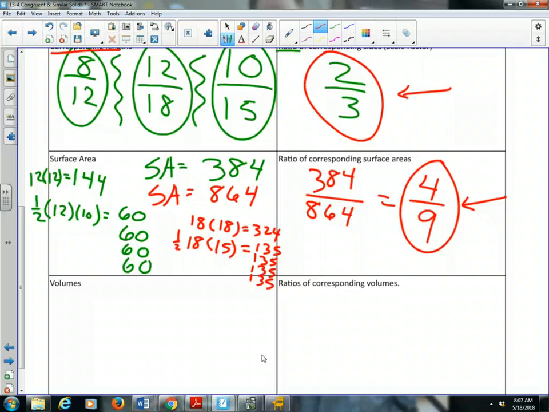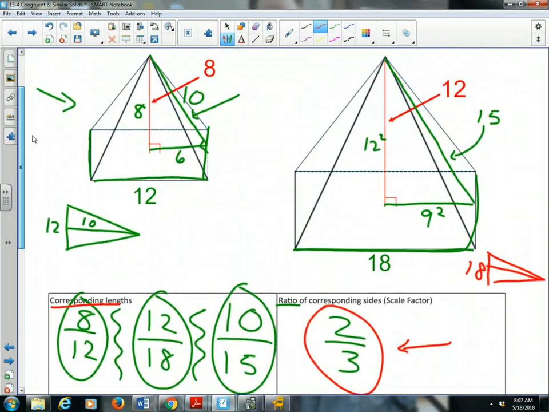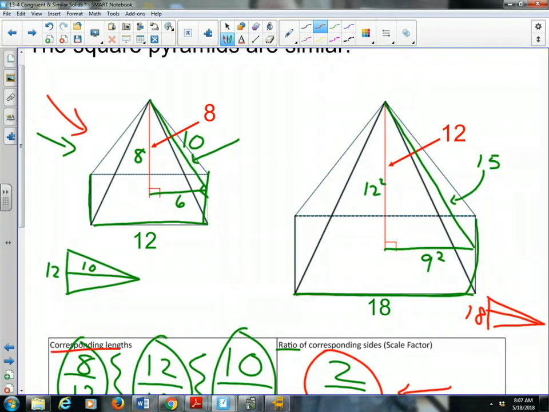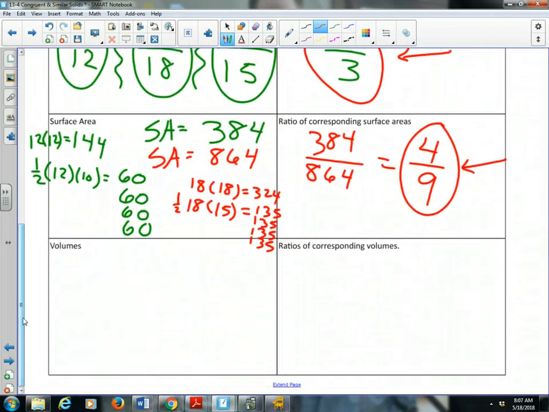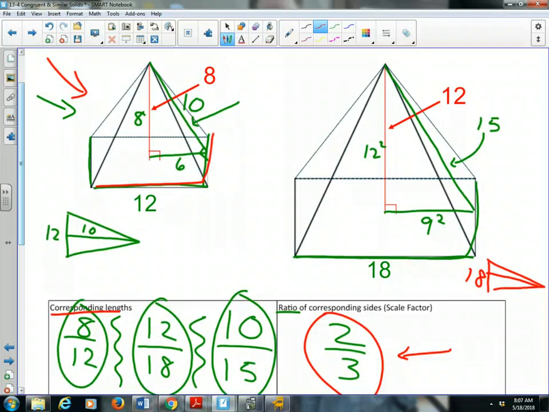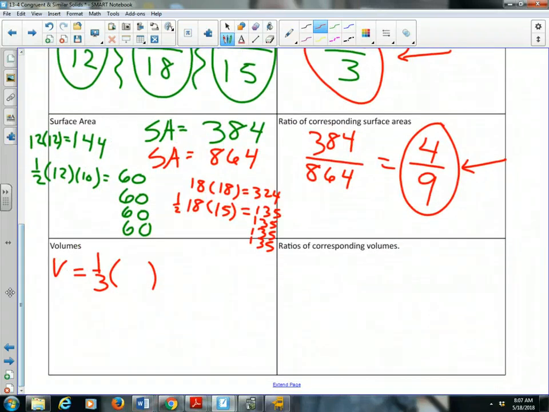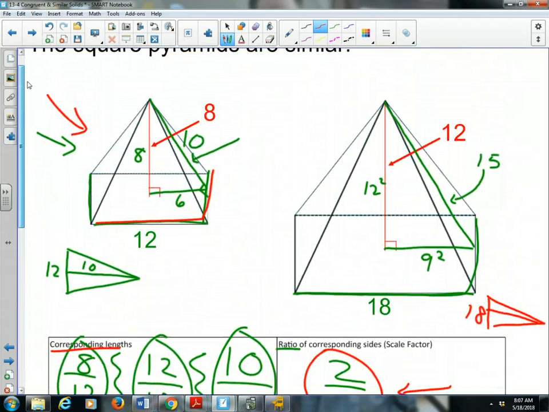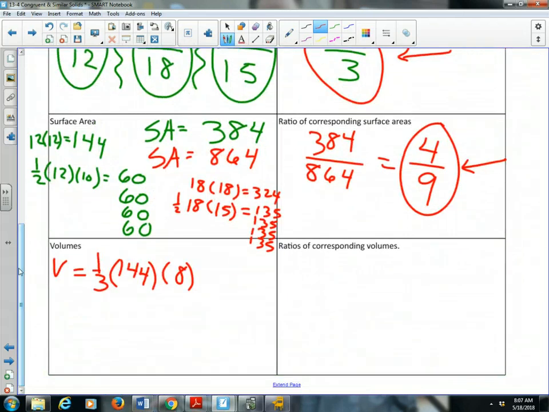Let's do a similar thing. This time let's do it with volume. So the volume of this figure is 1/3 the area of the base times the height. So the volume of the smaller one is 1/3 the area of the base. It's a square base, which is 12 by 12, and 12 times 12 is 144, multiplied by the height of the pyramid, and the height of the pyramid is 8. So 1/3 times 144 times 8, that volume is 384 cubic units.